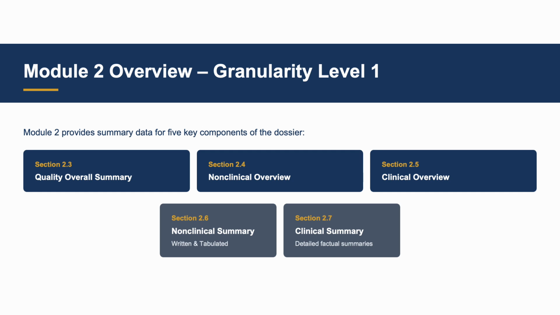Unlike the overview in 2.4, these summaries provide detailed factual presentations of the non-clinical data in both narrative and tabular formats. The tabulated summaries are particularly important as they allow reviewers to quickly compare results across studies. Section 2.7 is the clinical summary, which provides detailed factual summaries of all clinical studies. This can be a substantial document ranging from 50 to 400 pages depending on the extent of your clinical development program.